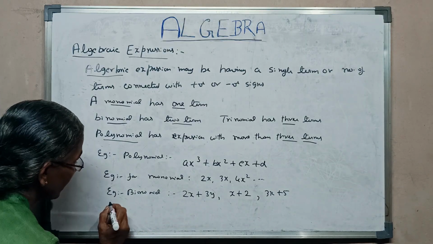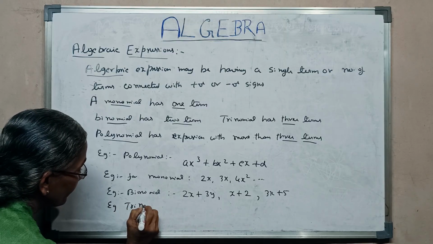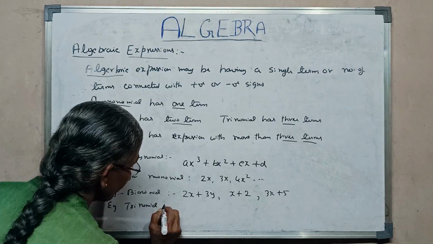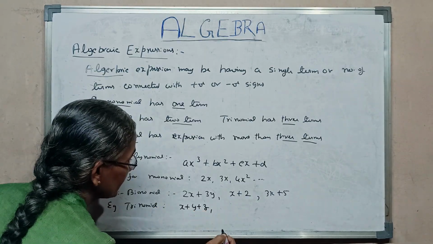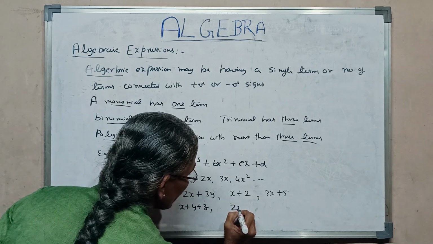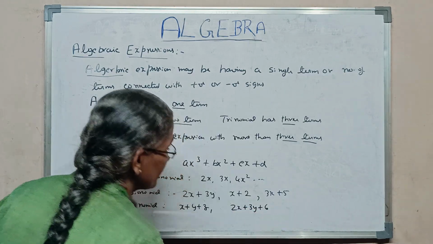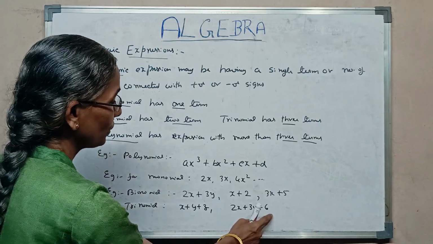Next, example for trinomial. Trinomial means three terms: x plus y plus z, 2x plus 3y plus 6. Here the terms are 1, 2, 3 in each.